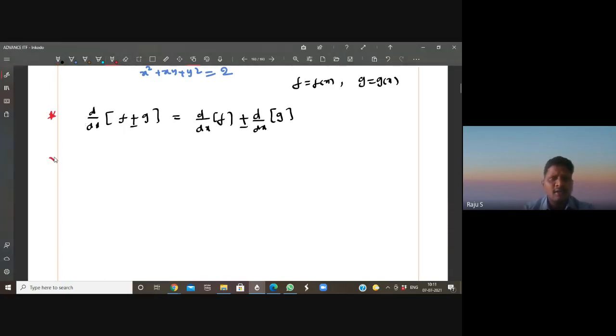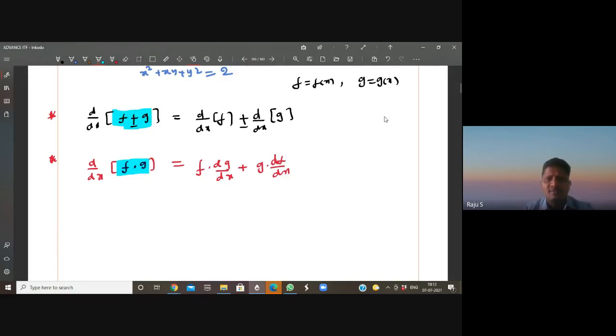And the second one is the product rule. Product rule means the UV formula. We have already seen UV; instead of UV, I'm taking f into g. So d by dx of f into g is equal to f into dg by dx plus g into df by dx. This is called the product rule. Why? Because it is a product of two different functions, whereas the sum and difference involve two different functions.